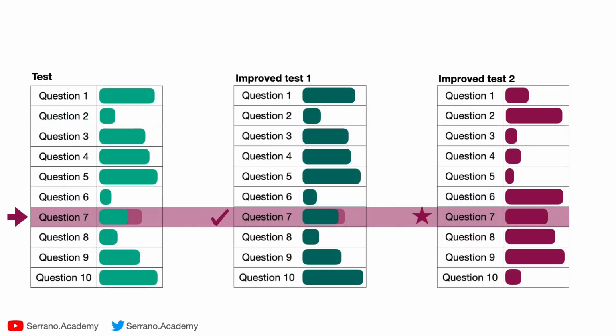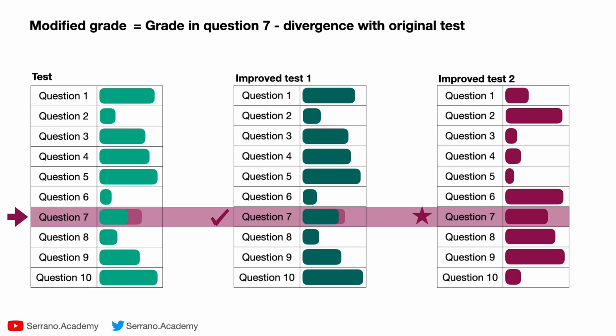So going back to our test, we're going to try to grade question 7 in a way that rewards the test that is similar to the original and punishes the test that is different from the original while still grading question 7. So we're going to come up with a modified grade for question 7. The grade is the grade in question 7 minus the divergence with the original test. So we're adding the grade in question 7 because we want to make sure the answer improved, but we want to subtract the divergence with the original test to punish tests where the answers changed a lot and reward tests where the answers stay similar.